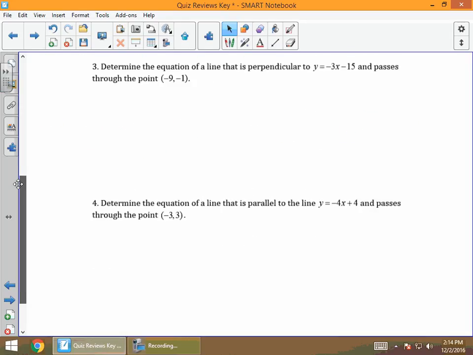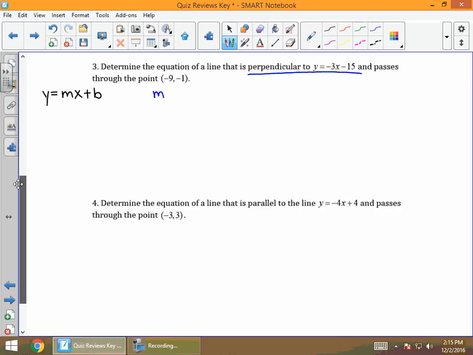Question 3 wants us to determine the equation of a line. That means I'm doing y equals mx plus b. All right, I'm given some information here. What am I given? I'm given it as perpendicular to y equals negative 3x minus 15. Being perpendicular tells me I know the slope. The slope of this thing has to be the opposite reciprocal. Well, the slope of the line that's given is negative 3 over 1, so I need positive 1 over 3.